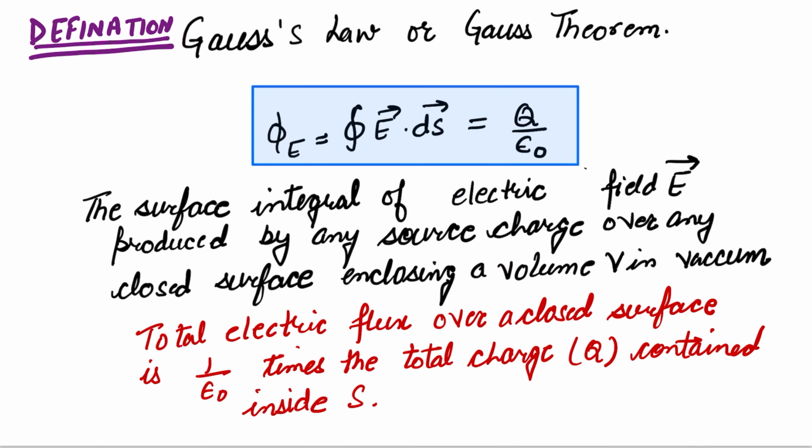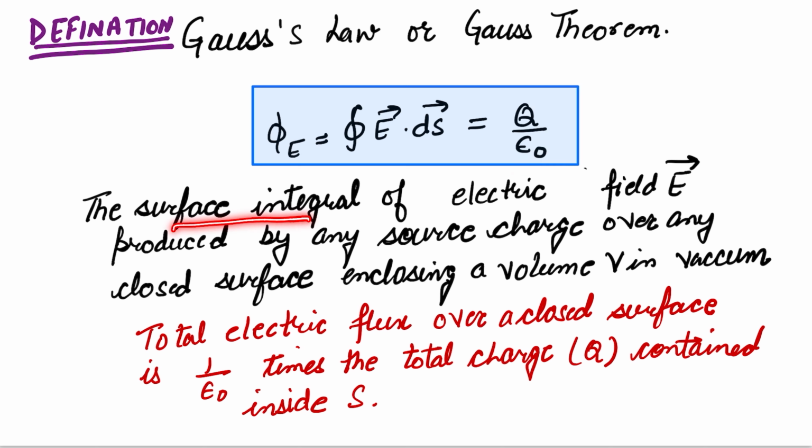Now let us first of all define the Gauss law, because we are going to implement the Gauss law for calculating the electric field intensity. So first of all we define the Gauss law. Gauss law is phi E, where phi E represents the electric flux. It is given as the surface integral of the dot product of the E vector, the electric field, and the ds vector. The ds vector represents the area vector, and this is equal to q, where q represents the total charge inside the surface S when it is placed inside the vacuum, divided by epsilon naught.